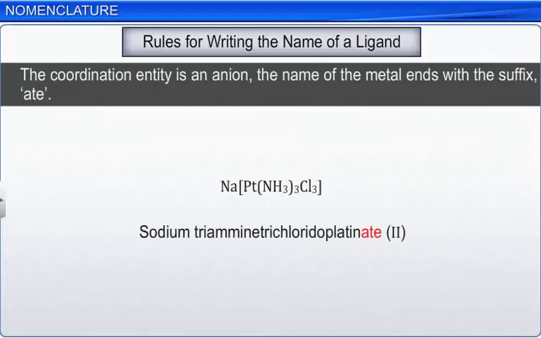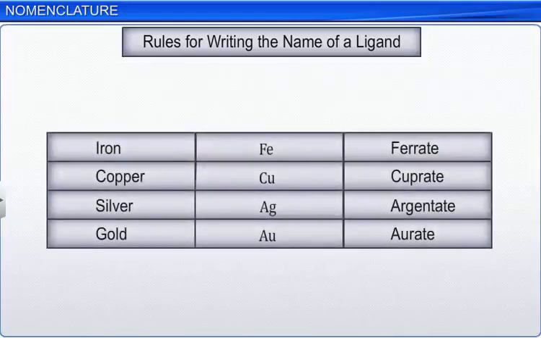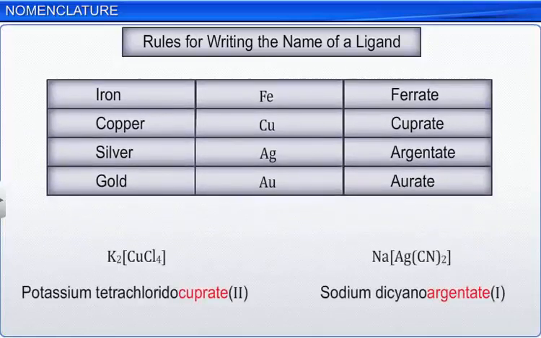For some metals such as iron, copper, silver, and gold, their Latin names ferrate, cuprate, argentate, and aurate are used. For example, the complex K2[CuCl4] is named potassium tetrachlorido cuprate(II). Similarly, the complex Na[Ag(CN)2] is named sodium dicyanoargentate(I).